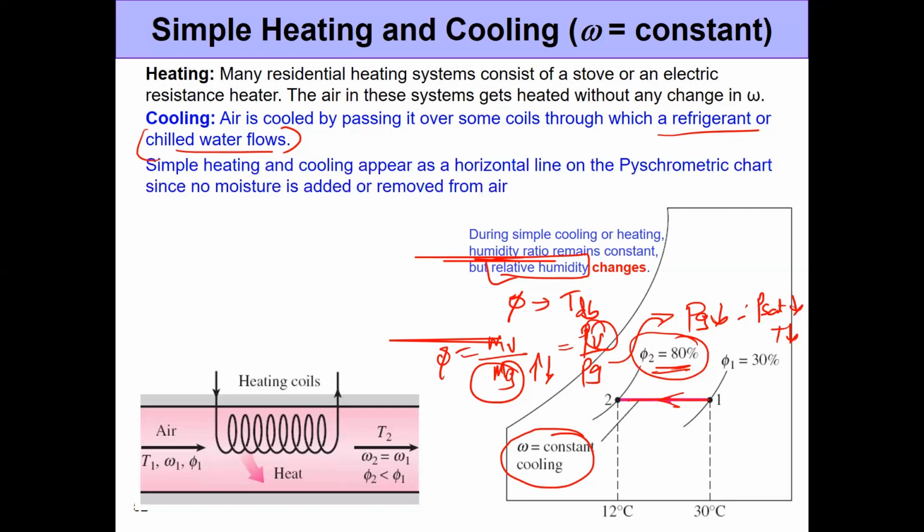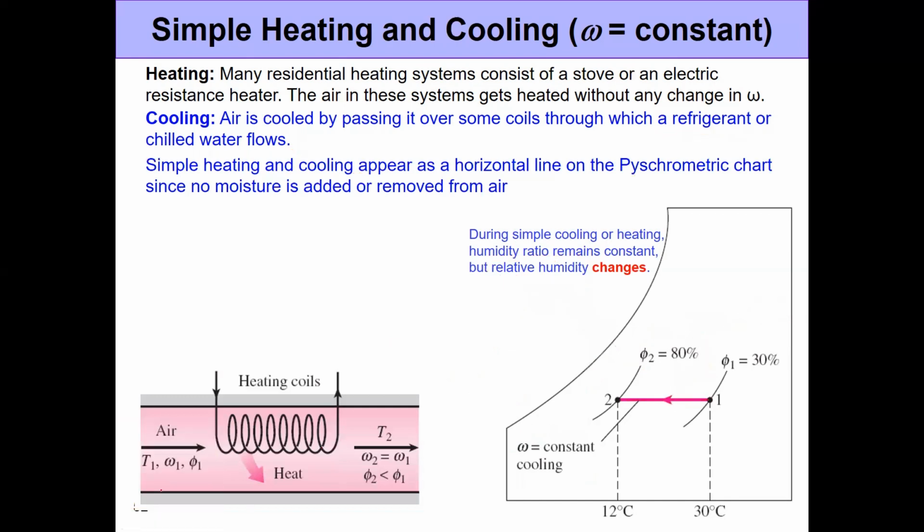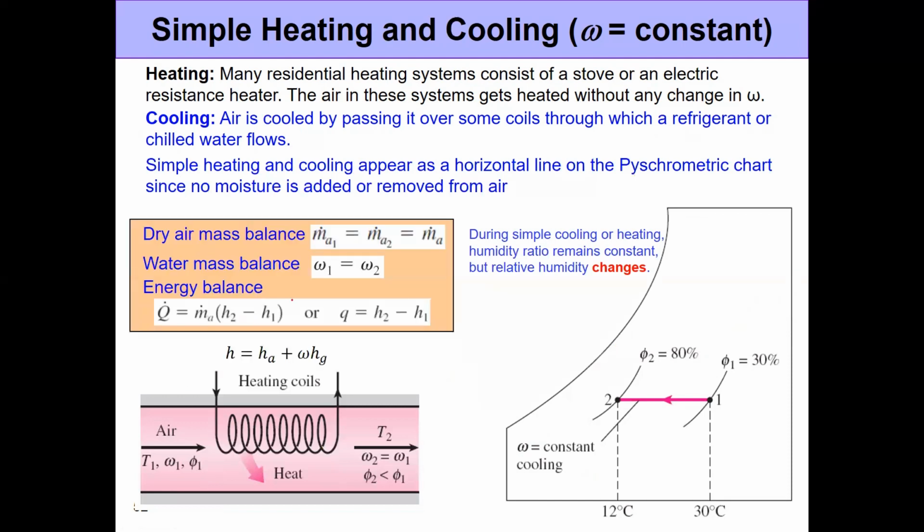All right. Now coming back, we said simple heating and cooling are going to appear as a horizontal line on our psychrometric chart, and that's why the psychrometric chart is pretty useful. And now it's time to write the energy balance for this. When we're talking about energy balance, we always also talk about the mass balance. The mass balance is going to be very straightforward. The mass of dry air is not changing. The mass of water vapor is not changing. So you can simply write it in terms of the omega.